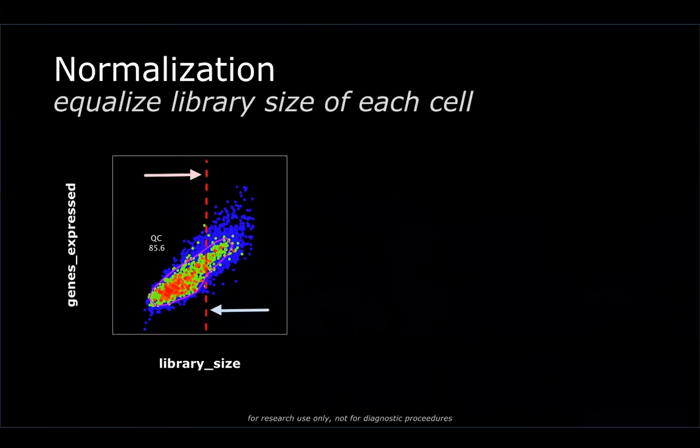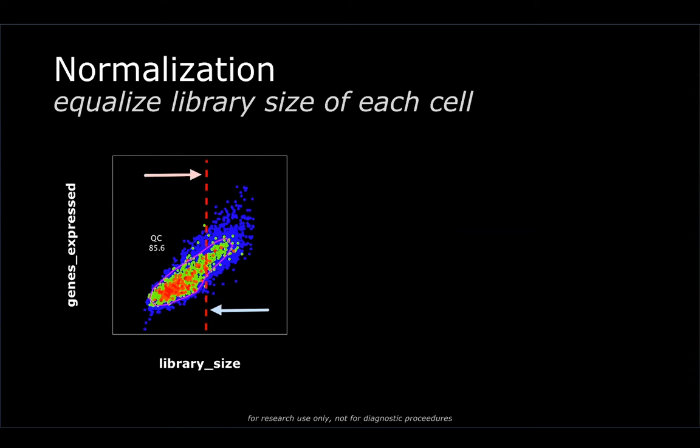So on normalization, again, I just want to illustrate that we have this really wide spread. This is a log scale on both X and Y axis. So you can see some of those cells have maybe 10 genes expressed, and others have a few thousand genes expressed. And we want to move all of those towards a single value in the middle.